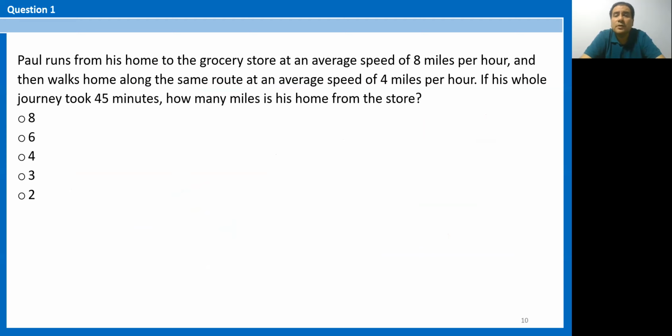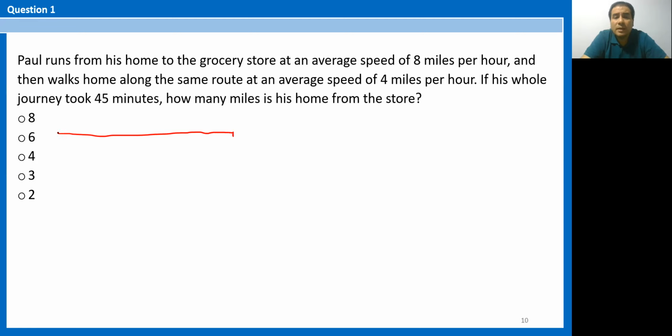It says Paul runs from his home to the grocery store at an average speed of 8 miles per hour and then walks home along the same route at an average speed of 4 miles per hour. If his whole journey took 45 minutes, how many miles is his home from the store? Well then, let's graph this all together.